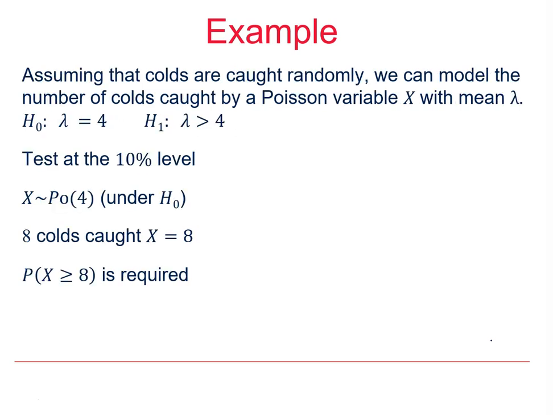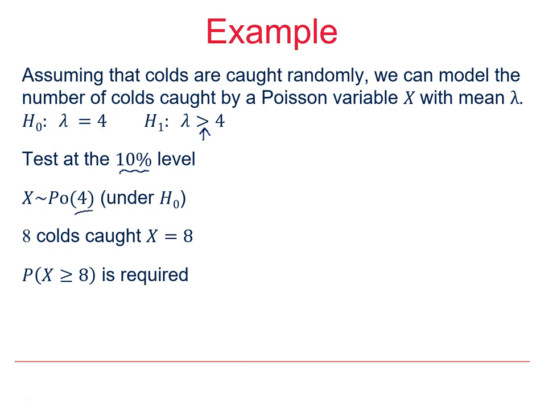So first of all, hopefully you realize we're talking about modeling with a Poisson variable, mean lambda, where lambda equals 4. On average, she has 4 colds each year. And she starts a new job, and in her first year gets 8 colds, which is obviously greater than 4. So is there some evidence to suggest she has more colds? So we're looking at whether there's an increase. We're told it's the 10% level.